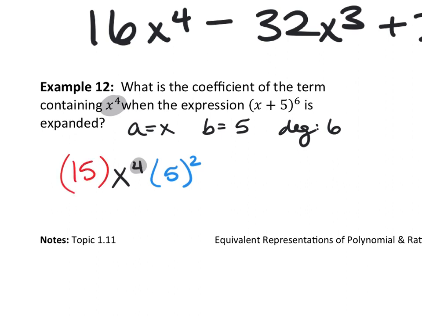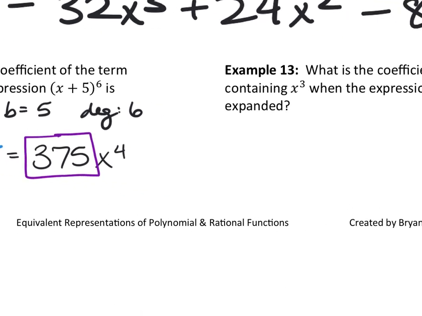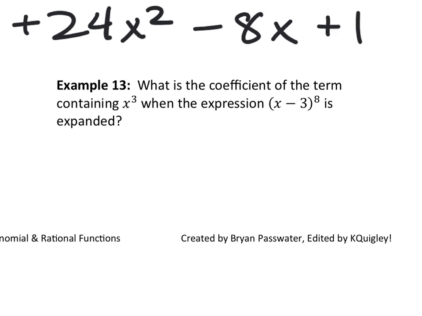So really what we're trying to do here is figure out what 15 times 25 is. Well, 15 times 25 is 375, so this would be 375x to the fourth. So to answer the question, the coefficient is 375. Pause the video now. I want you to try example 13.